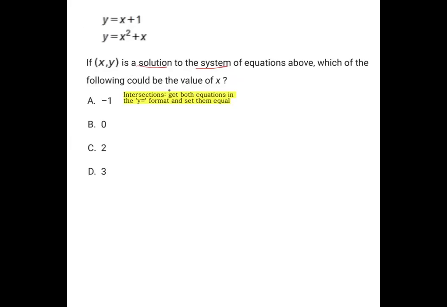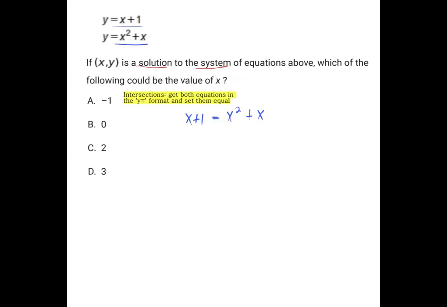So here, they both are already in the y equals format, so all we have to do is just set them equal. If not, we could have done some work to get the y's by themselves, but we already have it here. So x plus 1 equals x squared plus x.